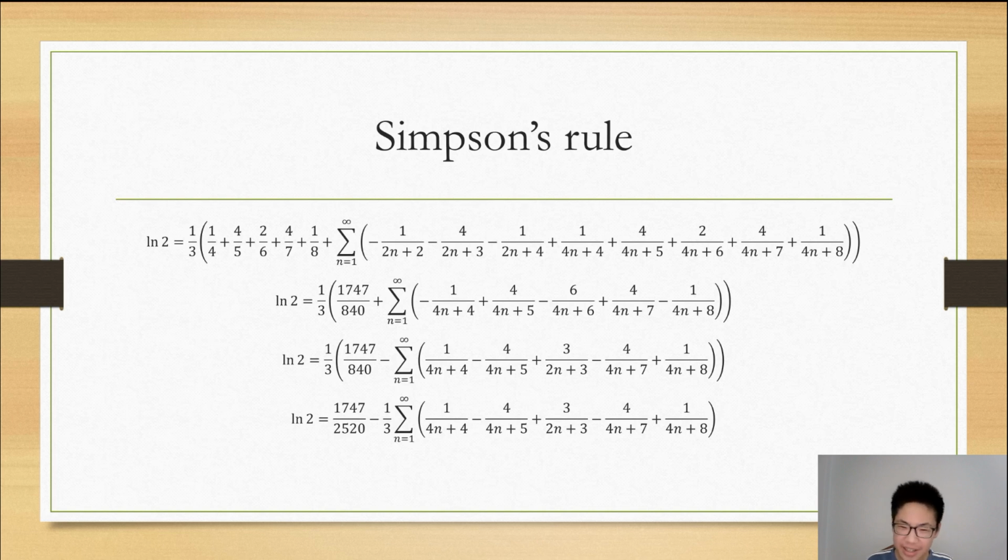Now, as you can see here, you might see Pascal's triangle in here. So you take the third fraction and then you express it as 6 over 4n plus 6. Then you get Pascal's triangle.